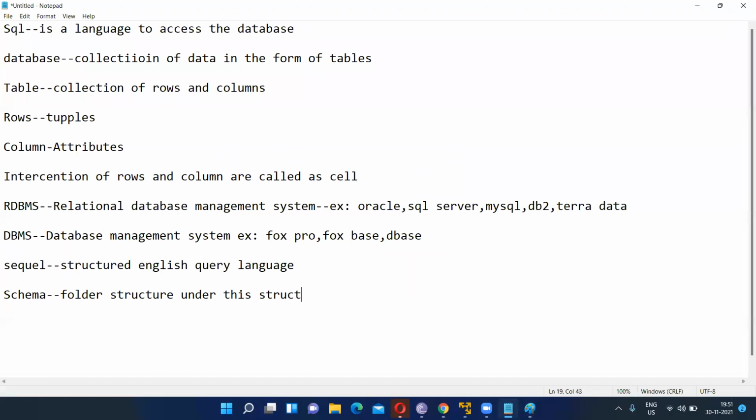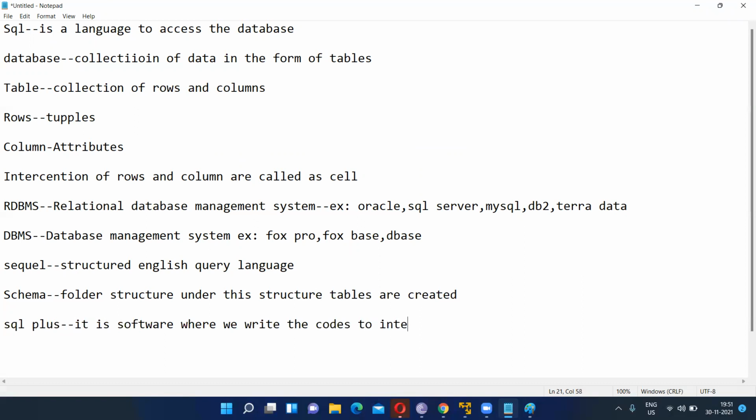Under this structure, tables are created. So these basic things should be very, very clear. SQL is a language. SQL Plus is a software where we will write the code to interact with the database. So SQL Plus is a software where we will write the code which will interact with the database.